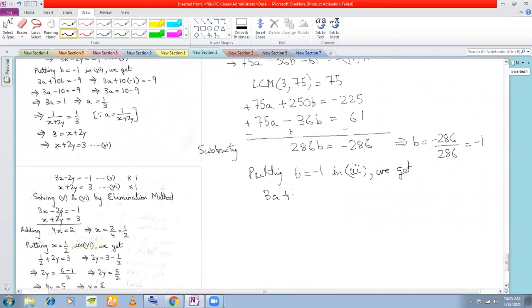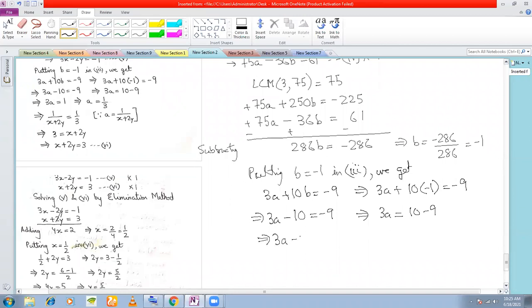3a plus 10b is equal to minus 9. That means 3a plus 10b here, b is minus 1, is equal to minus 9. That means 3a minus 10 is equal to minus 9. That means 3a, take minus 10 on the other side, will become plus 10, 10 minus 9. That means 3a is equal to 1. That means a is equal to 1 by 3. So we have got the values of a and b, right?